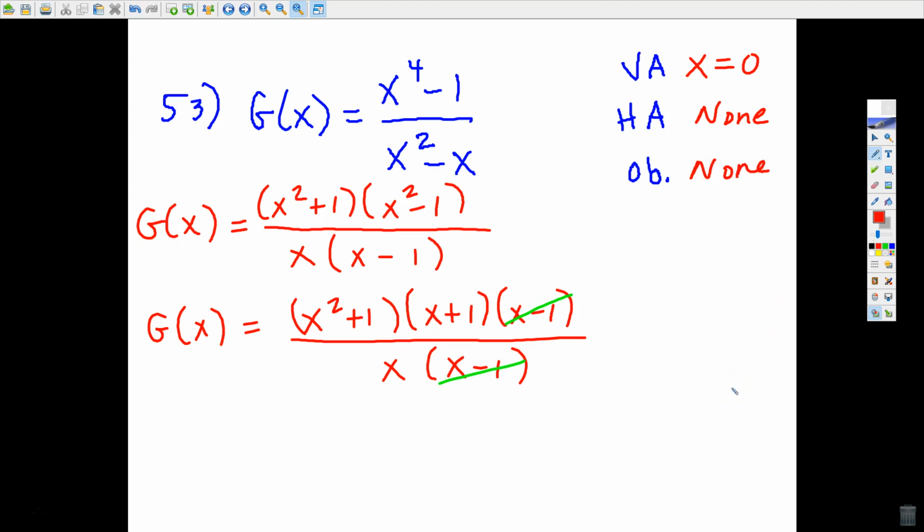We will, however, this will be a future lesson, we will have a hole because we were able to cancel. And I'll just preview it. We have a hole at x equals 1. But you're not looking for holes in this exercise. We'll save that for later. Any questions? Think you're ready to practice some?